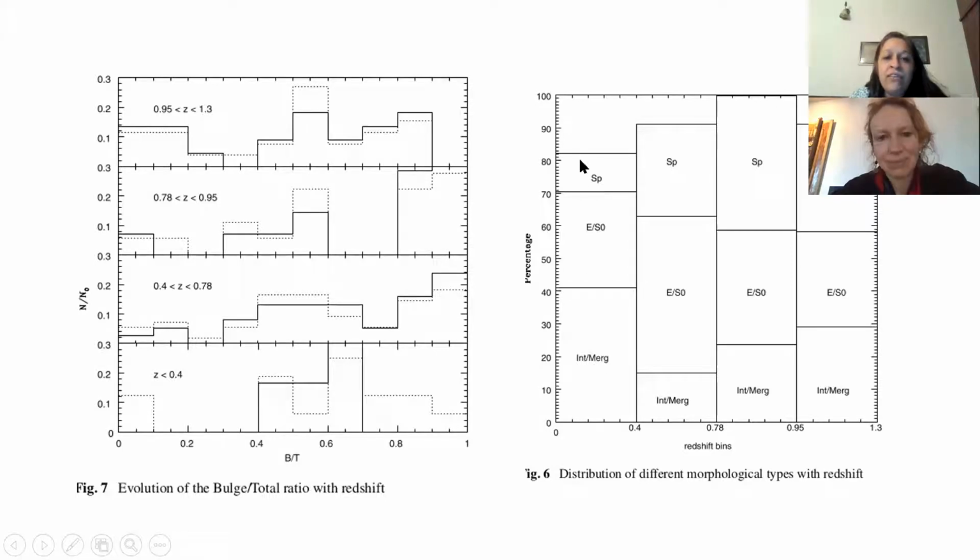You have ellipticals and S0s and you have spiral galaxies. These are the percentages. From 0.4 to 0.78, the number of interacting galaxies is reduced, but the S0s are large, and spirals are here. And then as I go further in redshift, you see now the spirals have increased, much more spirals over here. And then over here, at larger redshift, 0.95 to 1.3, you almost have an equal distribution of interacting galaxies, S0s, as well as spirals, right?